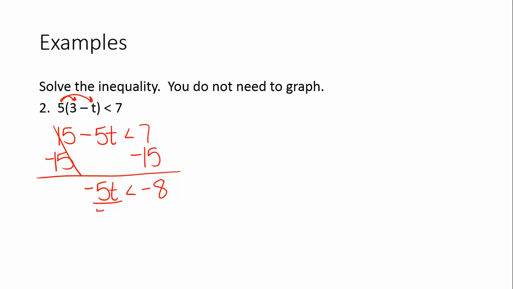Now we divide both sides by negative 5. Now we are dividing by a negative number, so we do need to flip the symbol. So we get t is greater than 8 over 5. That's an improper fraction, but it is reduced, simplest form, so we can leave it just like that.